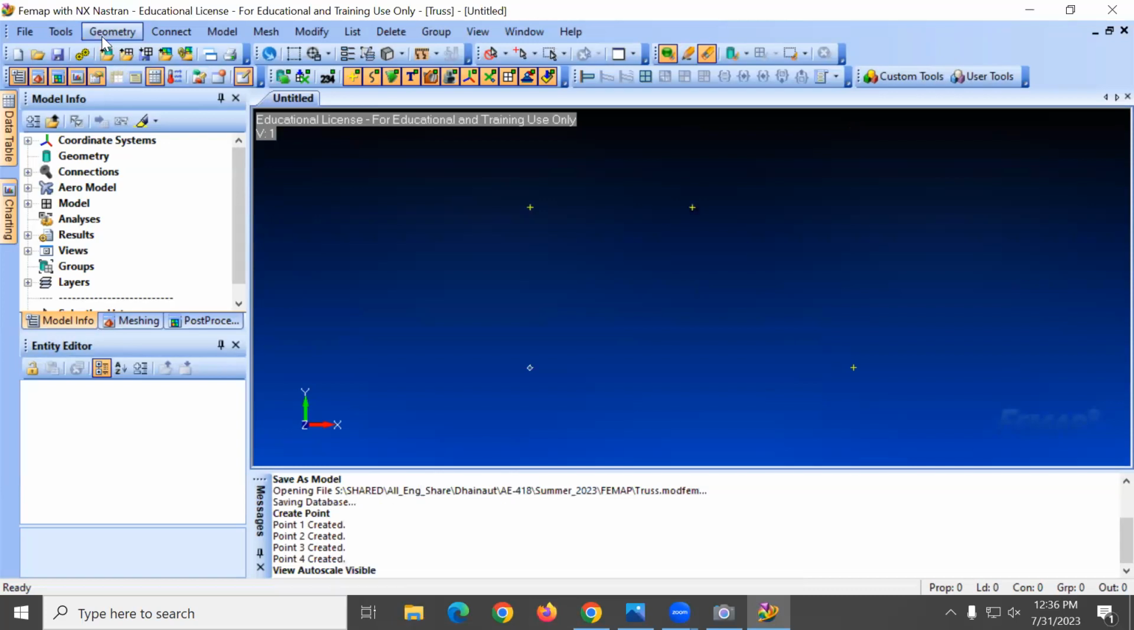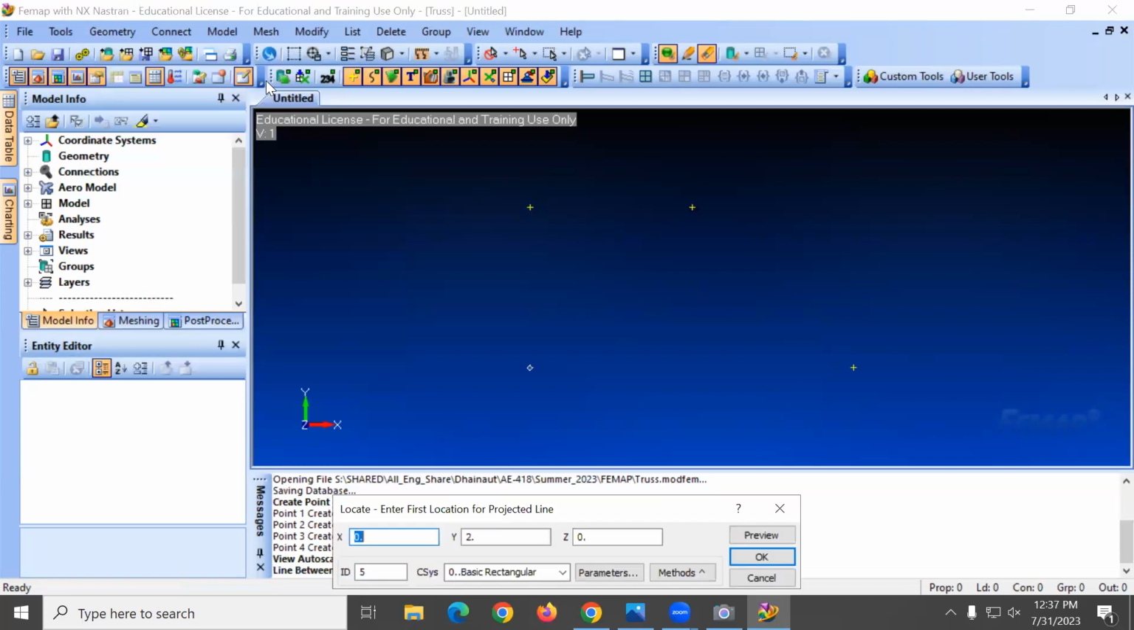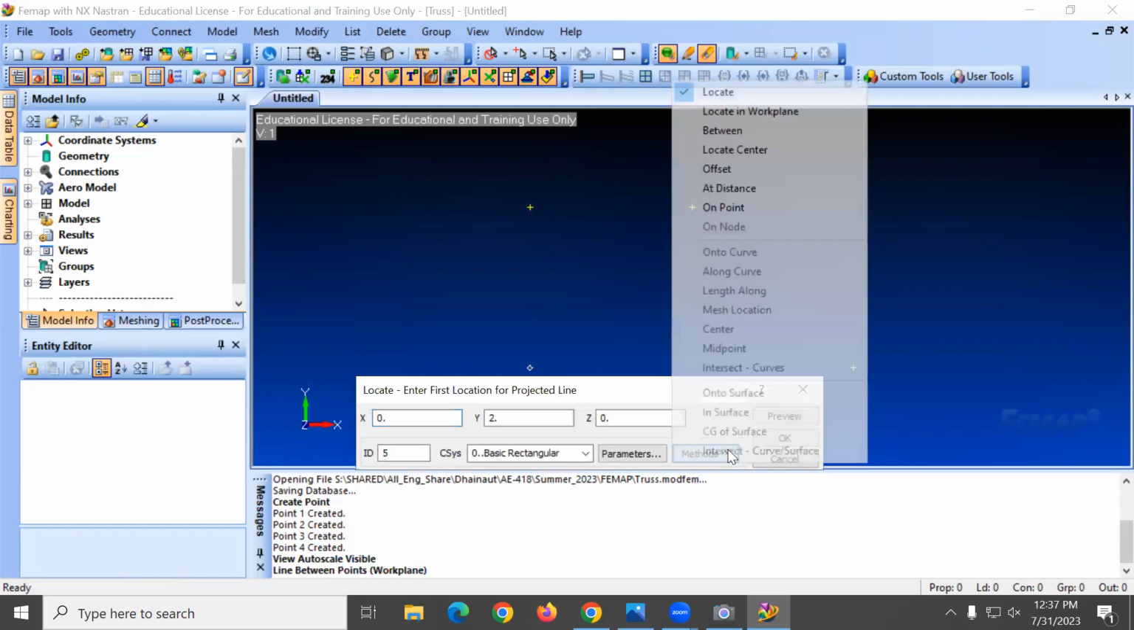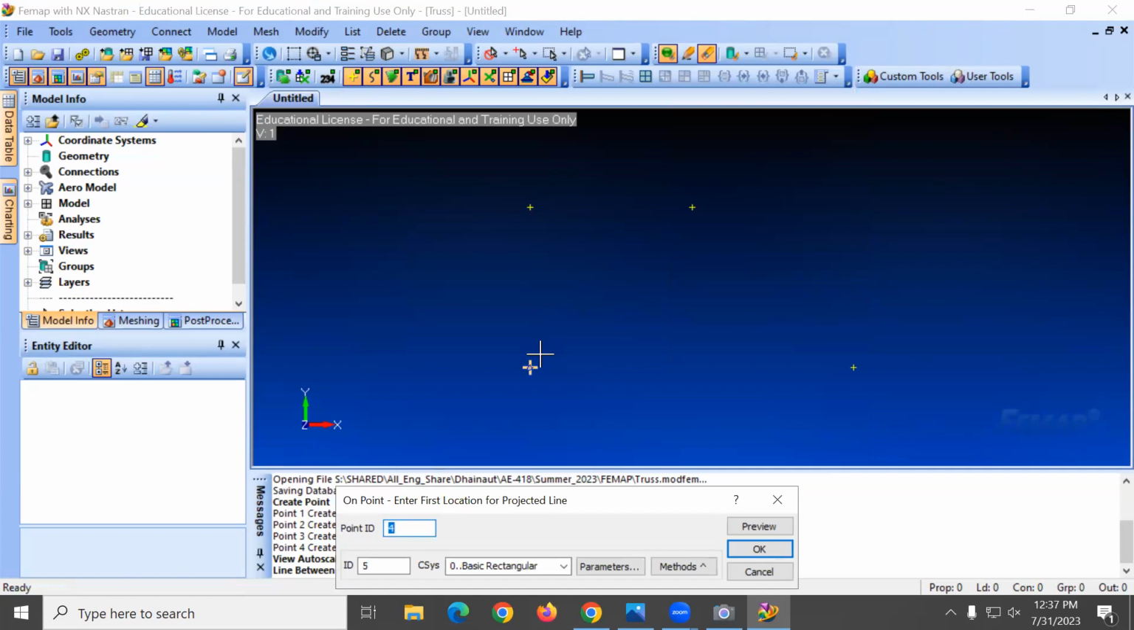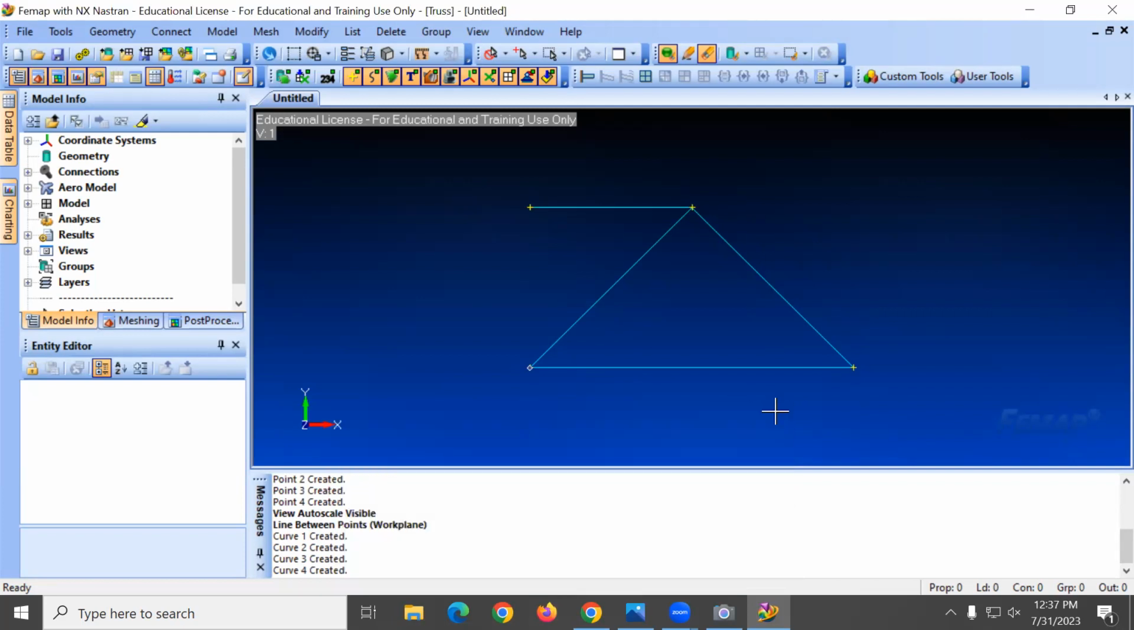So let's see, geometry, curve, project, methods, and points. So we have from here to this, from here to this one, and then from C to A. Again, oops, what happened here? All right, and finally here to here.